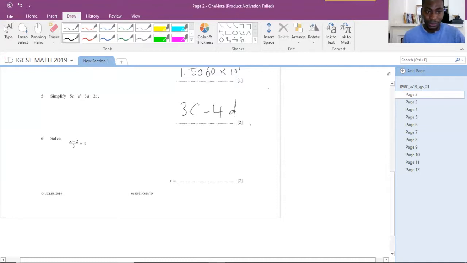All right, so let's solve. So solve for x here. Every equation in that form is just telling us to make x the subject of the formula.